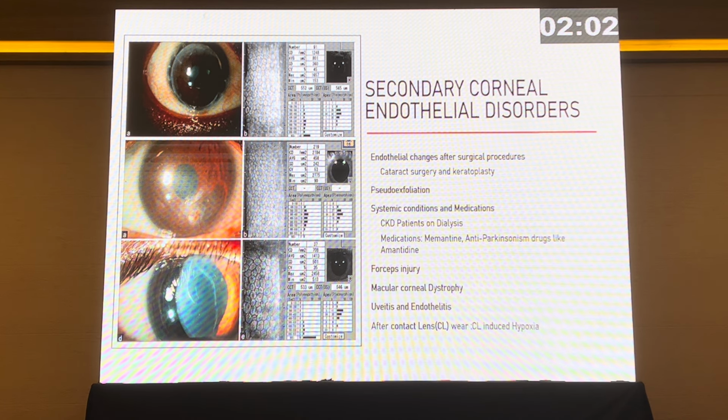The other secondary corneal endothelial disorders: cataract surgery and keratoplasty usually show endothelial change, and pseudoexfoliation. Systemic conditions like CKD patients on dialysis are conditions you should always be thinking about before going into surgery. If you have a chronic kidney disease patient on dialysis, you should always do the specular and look out for that. Medications like anti-Parkinson's drugs such as amantadine. In forceps injury like this, you can see early endothelial change, macular corneal dystrophy, uveitis, endotheliitis, and in contact lens wear, which causes CL-induced hypoxia, can cause endothelial damage.